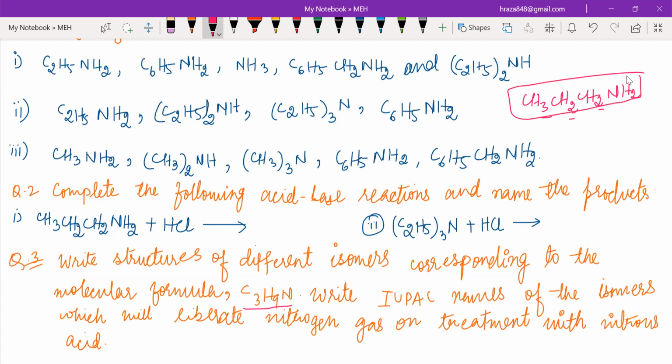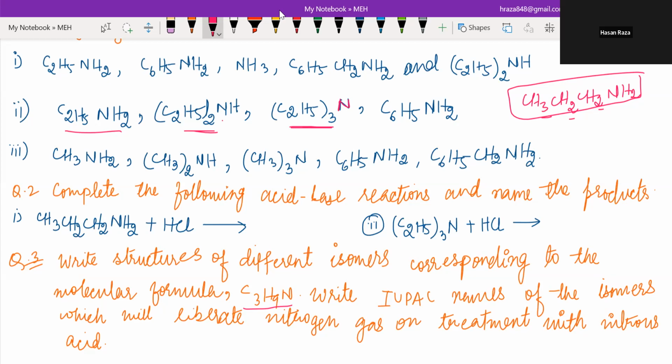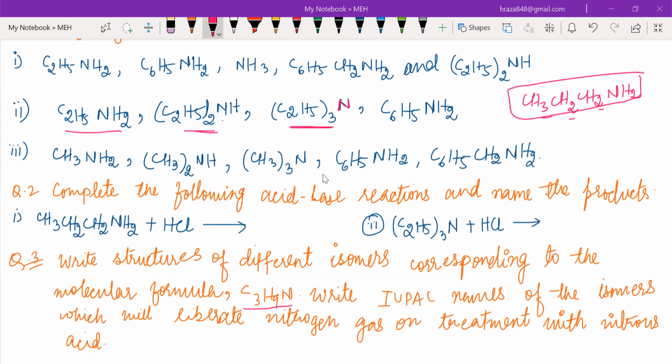Anything else? For example, the first question, the second part, C2H5 in bracket, NH2, 3, N. Is that whole twice NH? No, this N is tertiary. It is only N. Nitrogen makes three bonds, right? If nitrogen doesn't have any charge, it makes three bonds. So it's tertiary. Is there any other doubt?